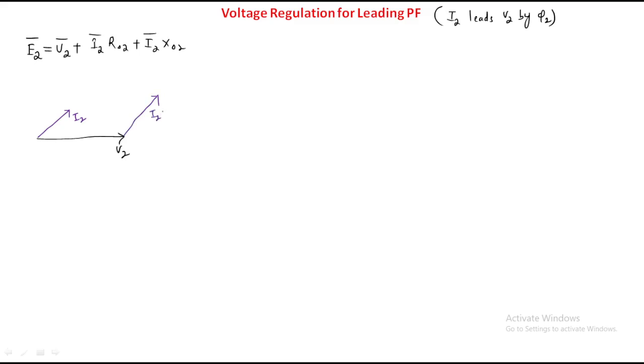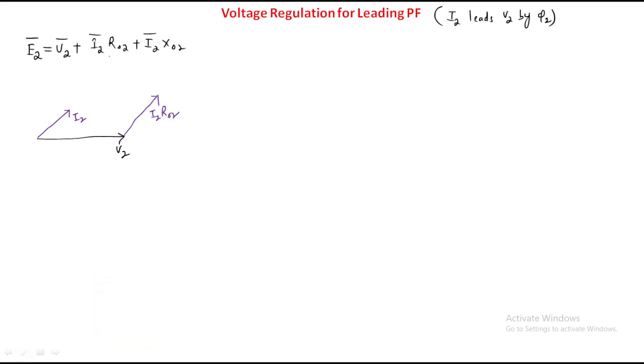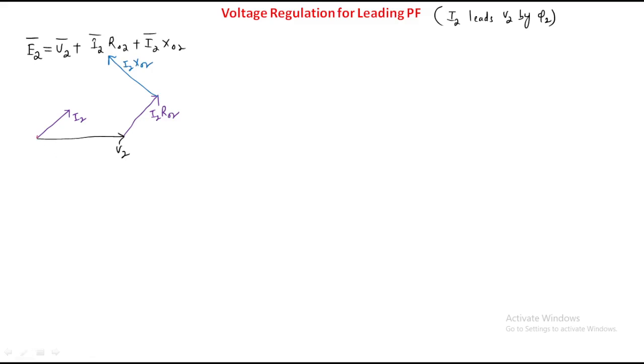This is I2 R02. Clear? Then what about I2 X02? This is I2 X02. Then what is the resultant terminal voltage under no load? This is E2, right? Or you can draw. For better understanding, I can extend the components.